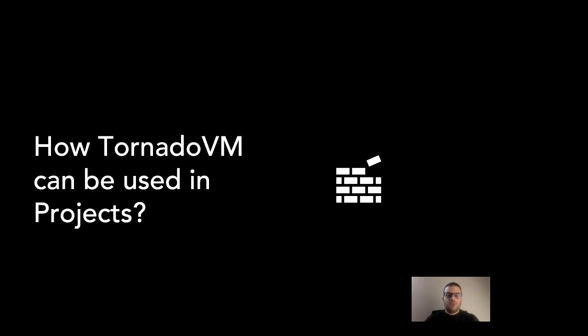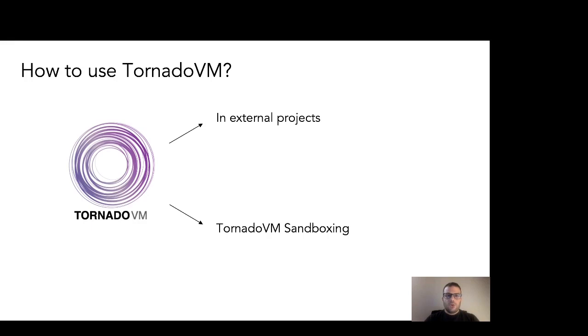Now we will move to the part where I will show you how TornadoVM can be integrated in existing projects. TornadoVM can be used either in external projects, so in a sense, external projects can use TornadoVM as a library in order to use the API for acceleration, or you can use TornadoVM in sandboxing mode. So you can clone it, you can do your own experiments within the TornadoVM repository, your forks, and you can also open PRs if you have contributions.